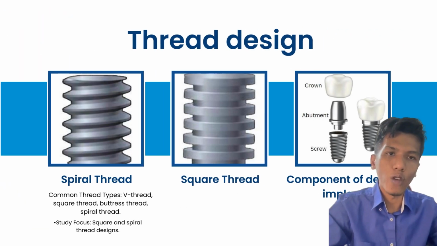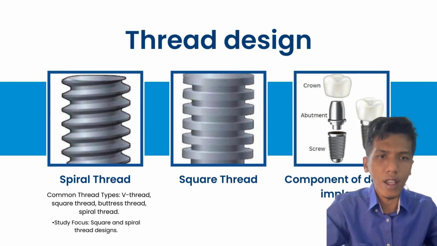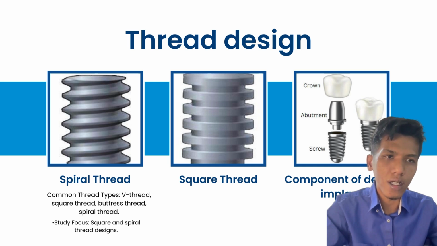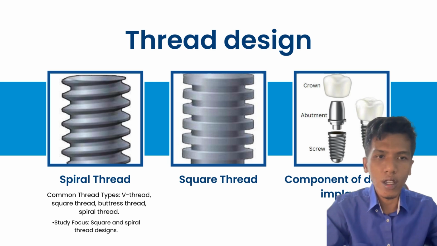In dental implants, we have so many thread designs. The common thread types are the V thread, square thread, buttress thread, and also spiral thread. But for our study, we are going to compare between the 2 only, the spiral and the square thread. At the end of the slide, we can see the components of the dental implant, which consist of 3 main parts: the crown, abutment, and also the screw. So our study focuses only on 2 things, the spiral and the square implant.